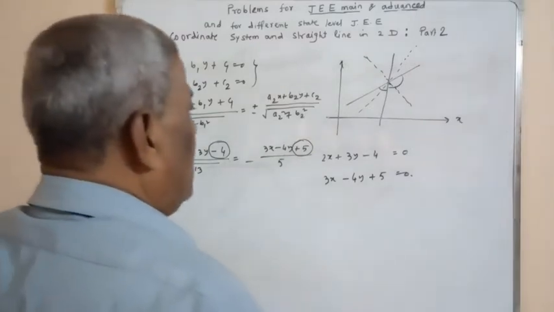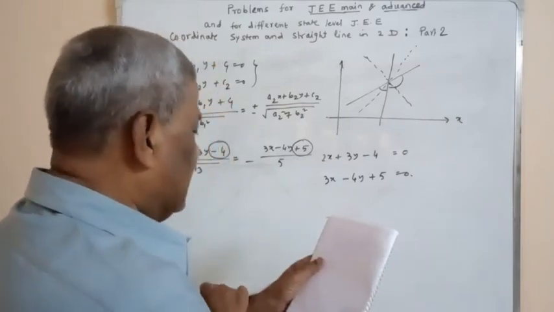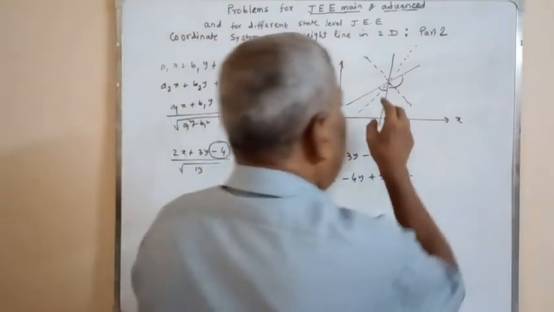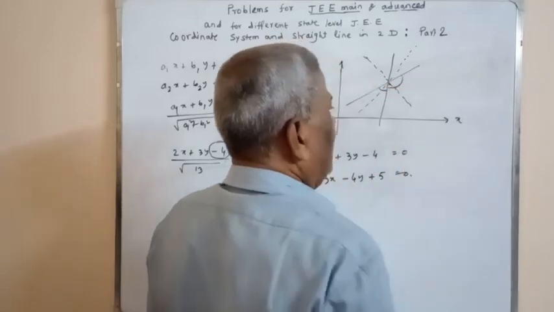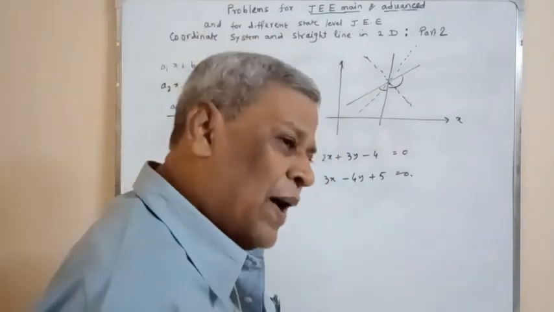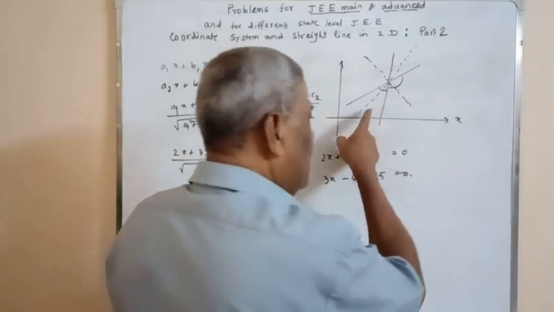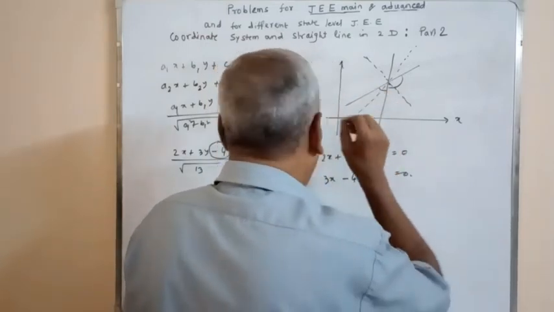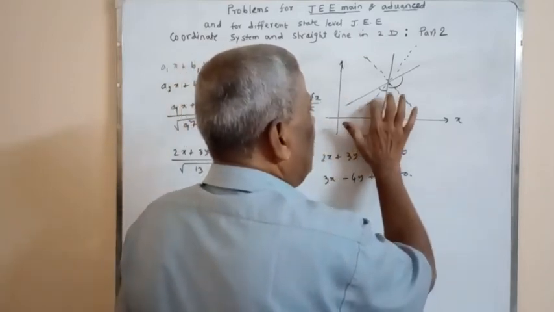Another important problem is to find the equation of the bisector of the acute angle between the straight lines. Between these two straight lines, this is one angle, this is another angle. Of them, if they are not perpendicular to each other, one of them must be acute, the other must be an obtuse angle. In this figure, this is the acute angle. So we have to find the equation of the bisector of the acute angle between this and that.